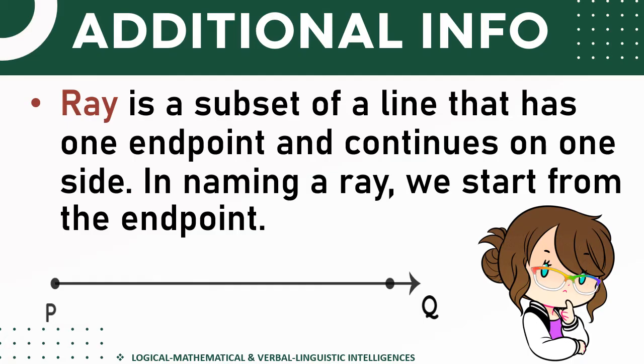So for example, in this given illustration, we can have ray PQ. Again, it should be named as Ray PQ. If your answer or name is Ray QP, that would be wrong.